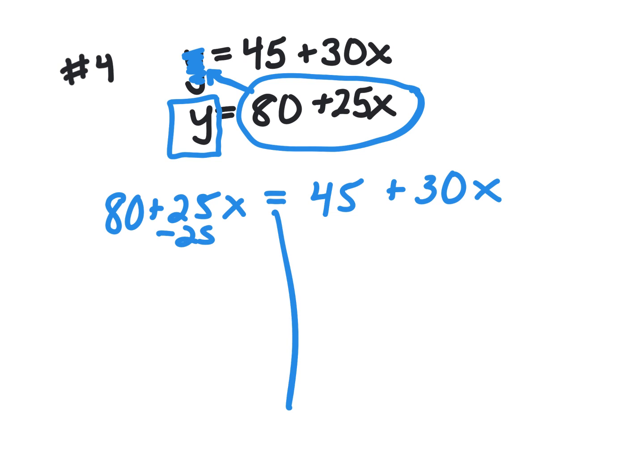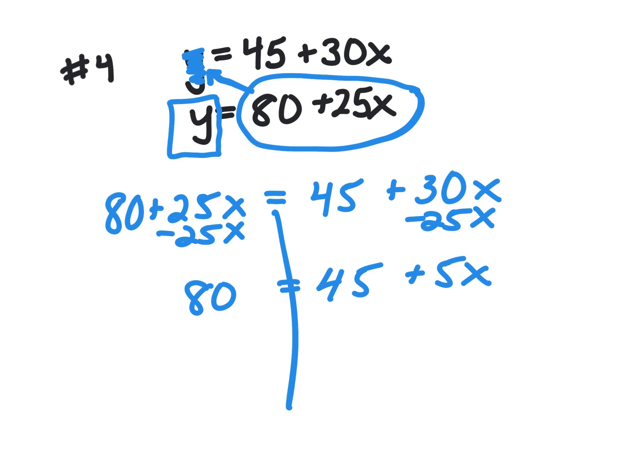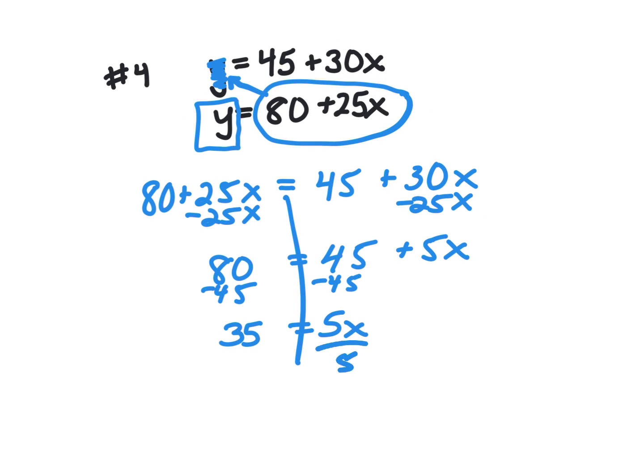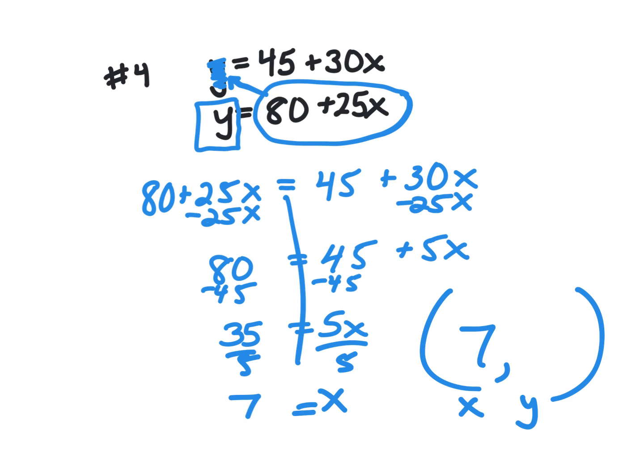I'm going to subtract 25 x's from each side. So I'll have 80 equals 45 plus 5x. Subtract 45 from each side, and I'll get 35 equals 5x. Divide by 5, and I'll get x equals 7. So then the first part of my answer will be x equals 7. I'm going to put the 7 right here. And now I would have 80 plus 25 times 7.